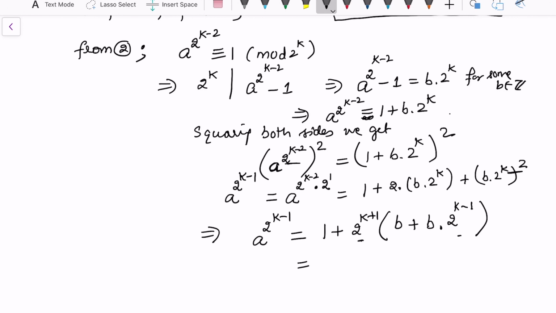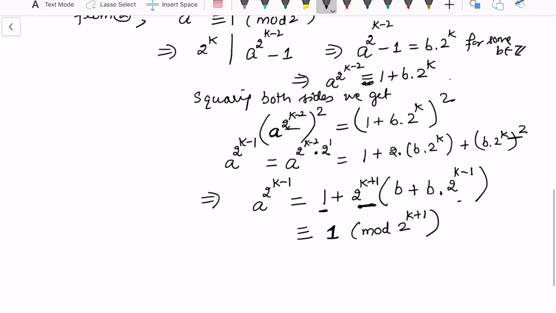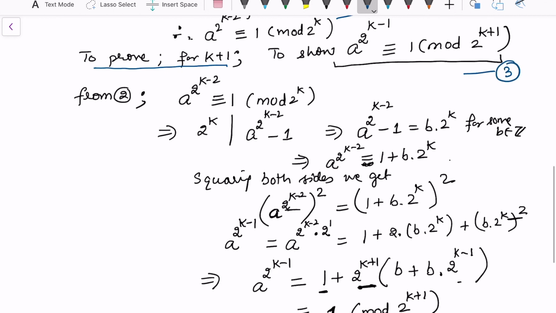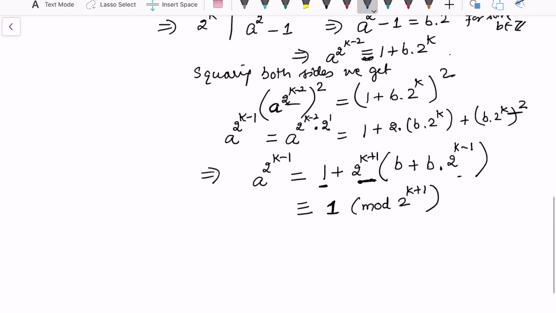This quantity I can write further as congruent to 1 modulo 2 to the power k plus 1, because it is a multiple of 2 to the power k plus 1. So this quantity is a multiple of this, and this is the remainder, so this is left here as 1. This implies that our induction step is completed, which we wanted to prove for k plus 1. This is what we wanted to prove. This is equation number 3, and hence 3 holds.